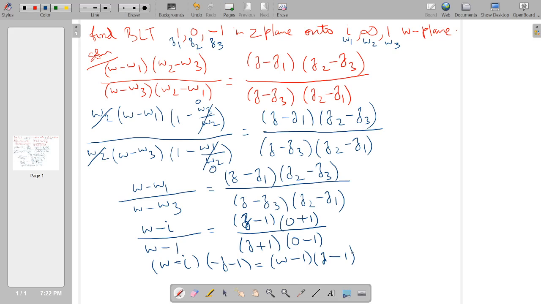Okay, now I have to multiply the terms: (w minus i) into (minus z minus 1) and equate it to (w minus 1) into (z minus 1). Okay, I will do it on the next page.